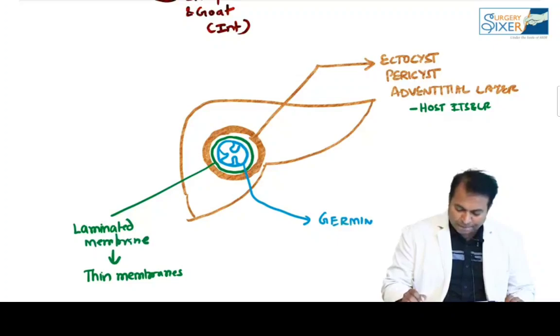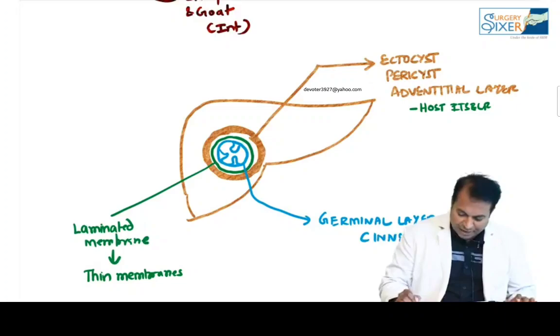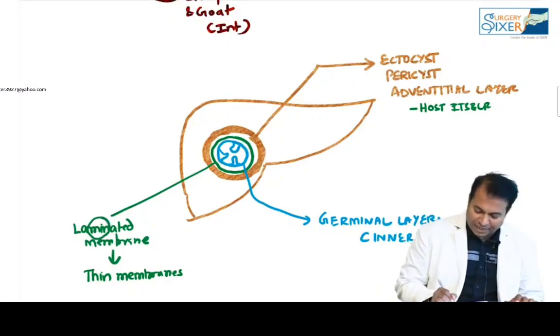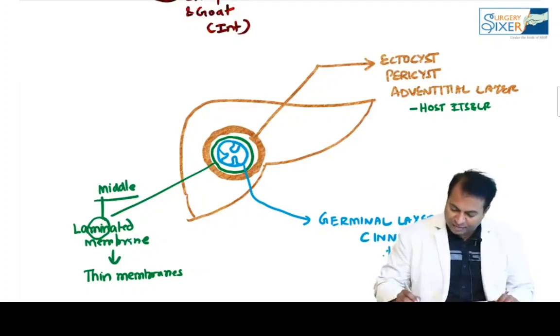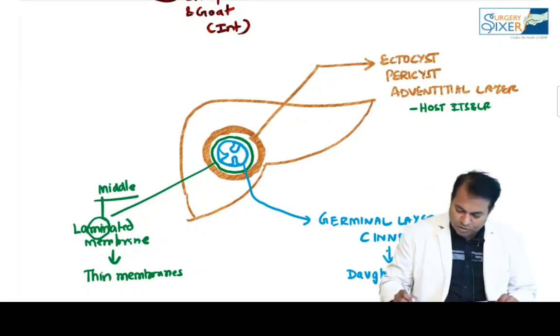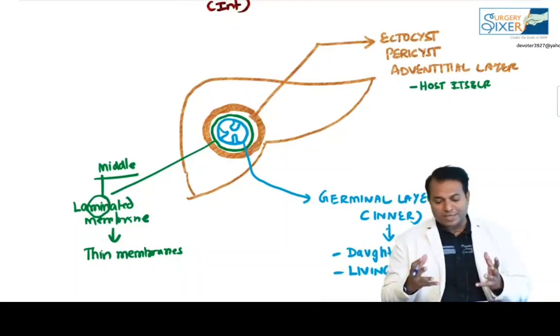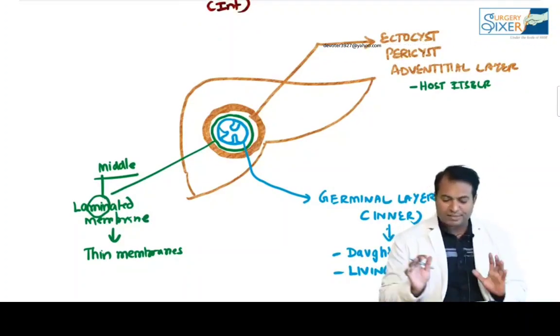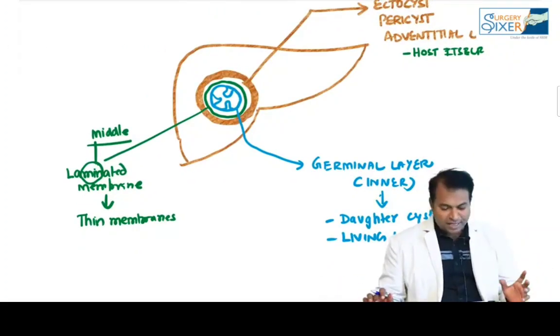as the germinal layer. You should not forget these layers. This will be very helpful for you in microbiology also. So the inner layer is germinal, the middle is laminated. The germinal layer is the inner layer which produces daughter cysts, and it is the most active layer, the living layer of the cyst. It produces daughter cysts, brood capsules and scolices. You will be reading those things in microbiology. So please remember there are 3 layers: ectocyst, also known as pericyst, laminated membrane and germinal layer.